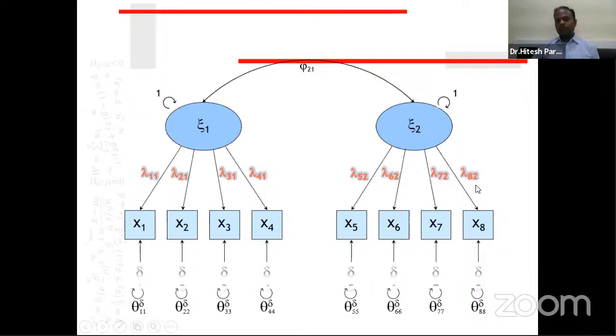Lambda 11 to lambda 82 are our factor loadings.